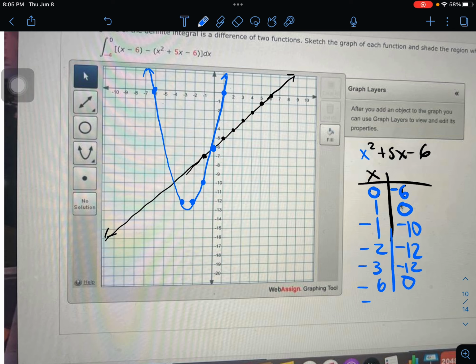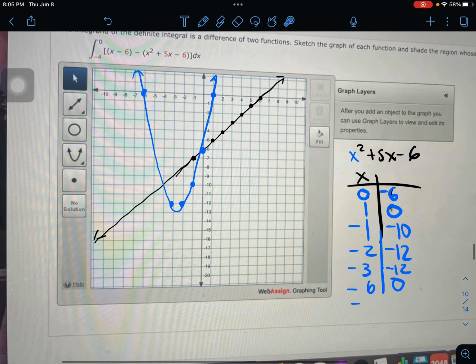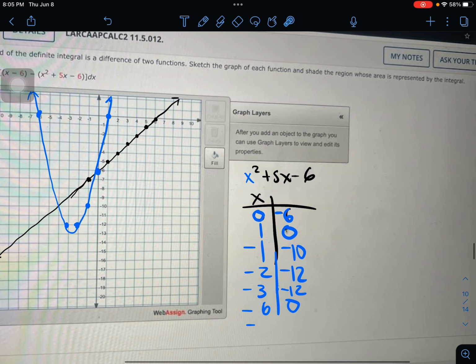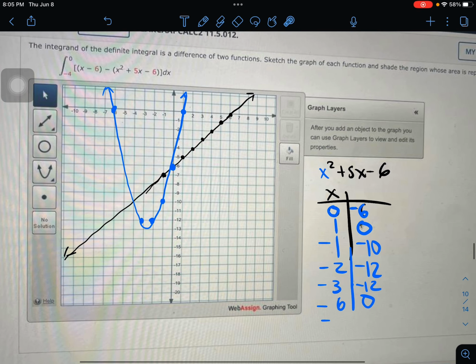And now that we did this part: sketch the graph of each function and shade the region whose area is represented by the integral. Okay, let's look at this. The integral is going from negative 4 to 0, so we need to be mindful of that. It's going from an x of negative 4, which is this point right here, to an x of 0.